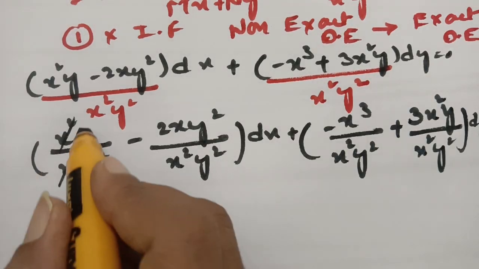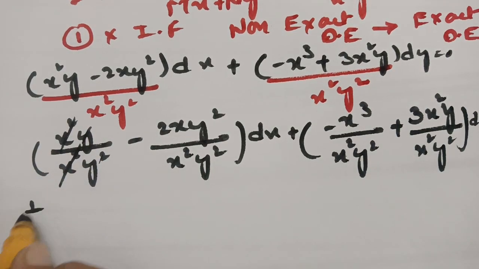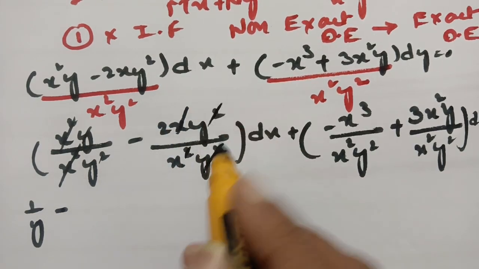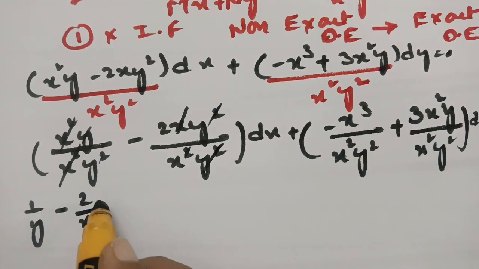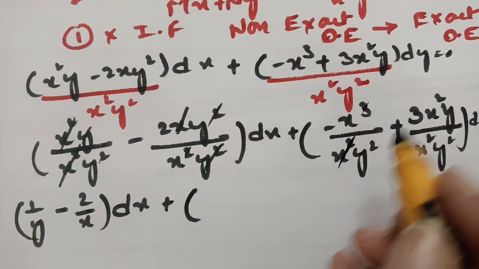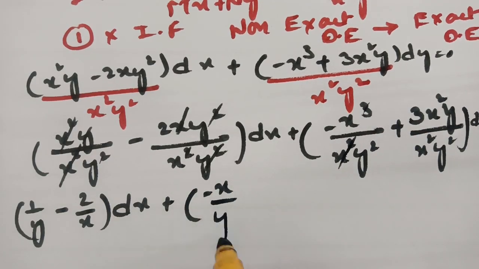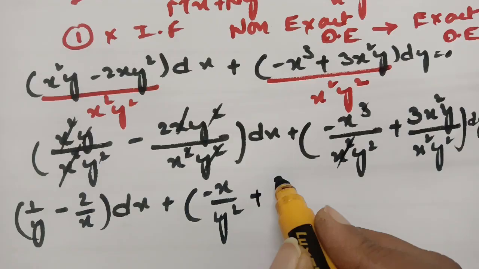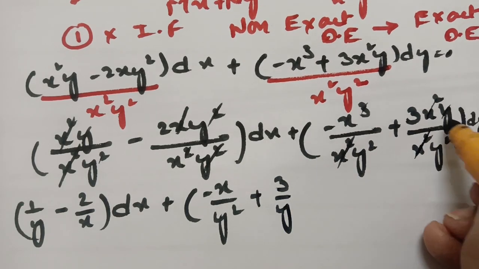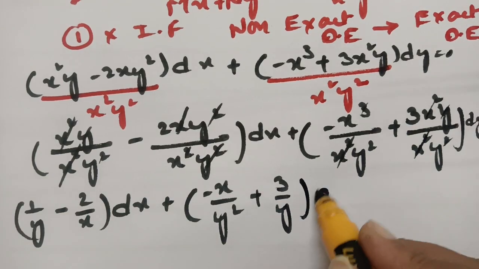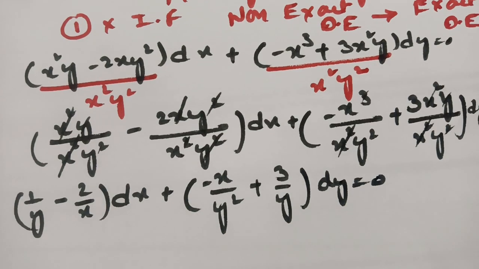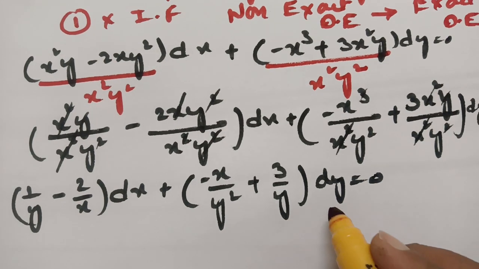So if I cancel x square and y one time, this is going to become 1 by y. Here if I cancel y square one time also, this is going to become 2 by x into dx plus, if I cancel x square, minus x by y square, and this value is 3 by y. So this is going to become an exact differential equation. Now if it's an exact differential equation, what is the solution for this?